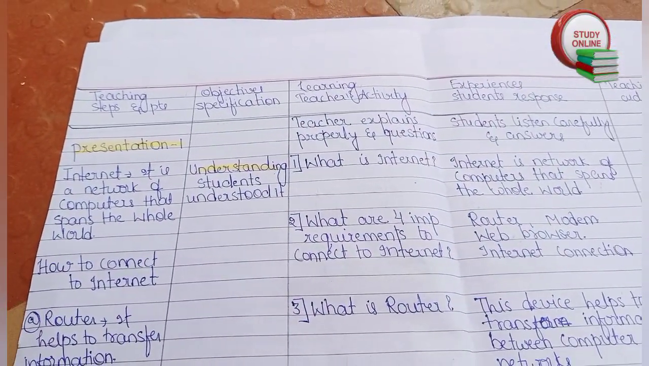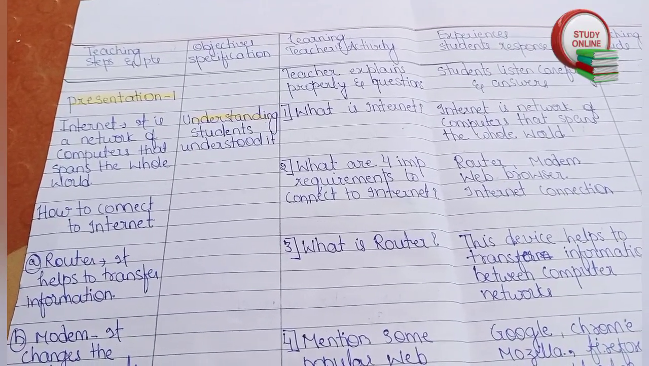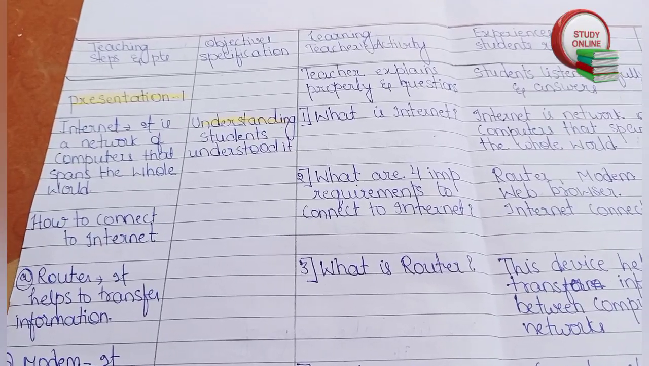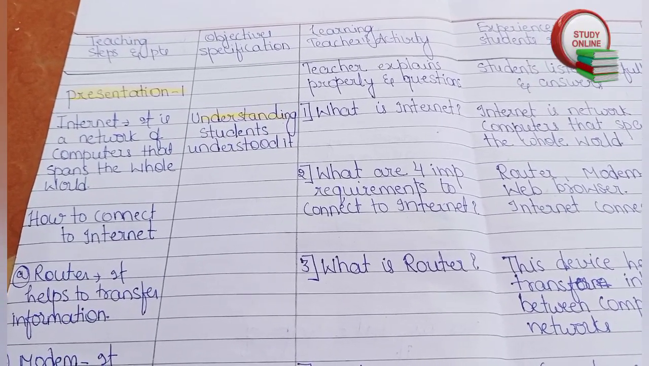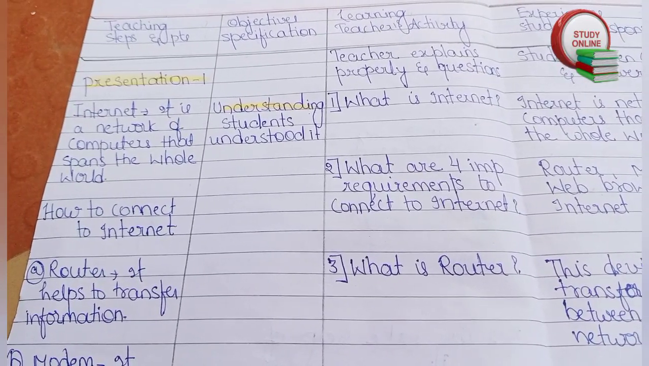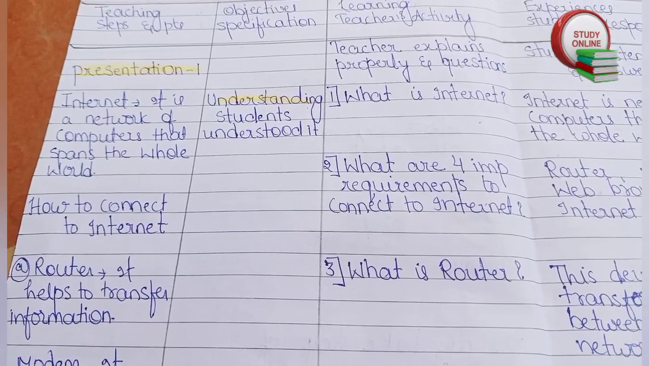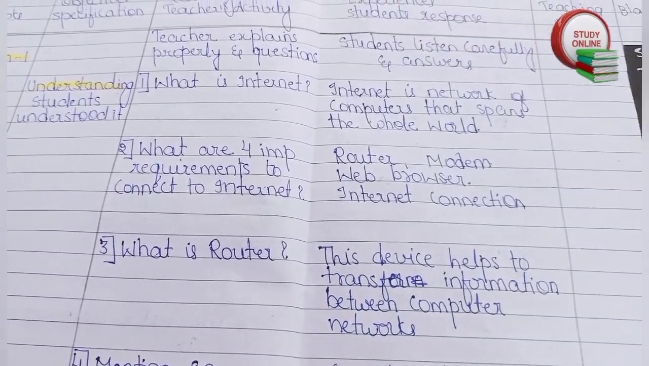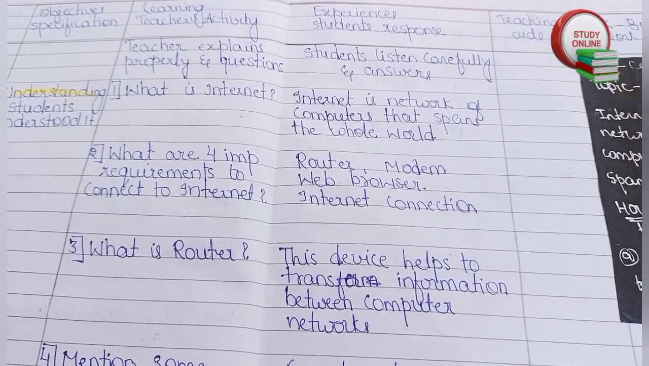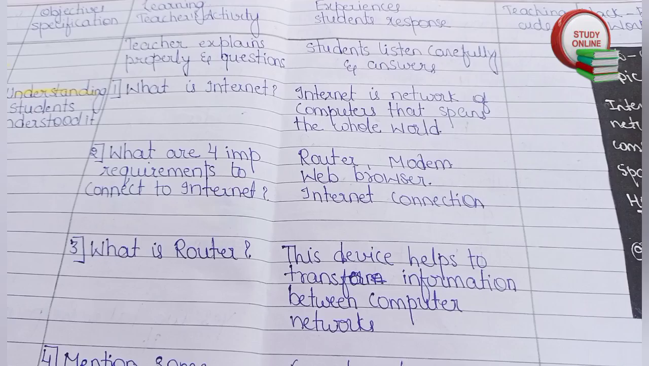we can turn our page, and this is our presentation part 1. So here we have to explain everything to students, whatever we want to teach. And after that we have to also ask questions related to that. Here you can see: what is internet, what are 4 important requirements to connect to internet, what is a router, and here is the answer that basically students will give to us. So here we have to also write those things that we are expecting from students.